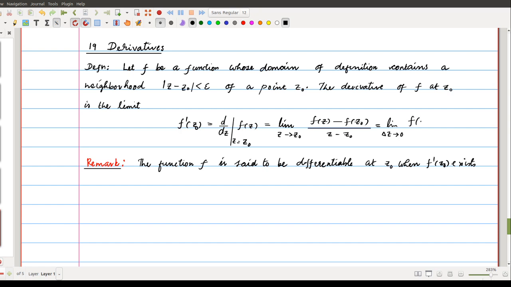You can write this as f(z0 + delta z) - f(z0) divided by delta z. This is also the same definition for the derivative. So f'(z0), the derivative of f at z = z0, is defined as this limit. We usually use this formula to denote f'(z0). There is a remark: the function f is said to be differentiable at z0 when this f'(z0) exists as a finite complex number.